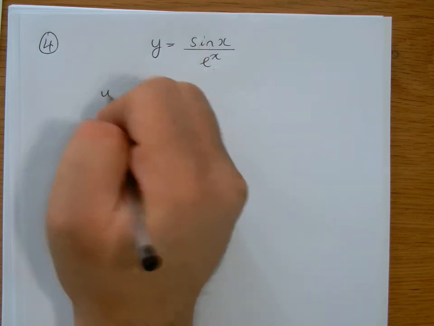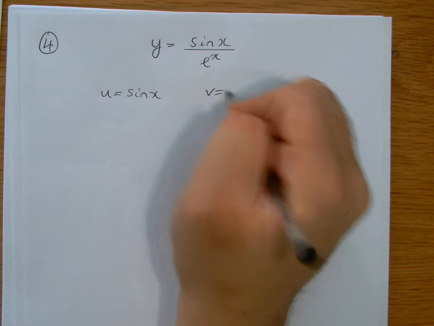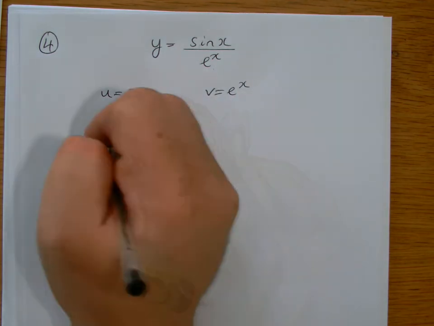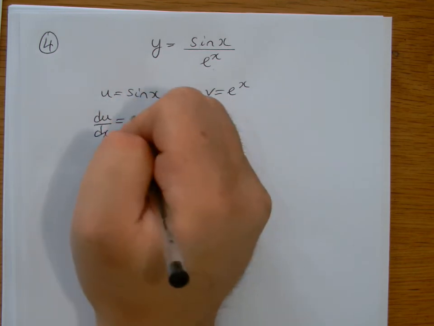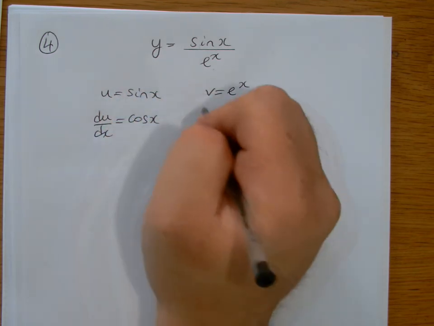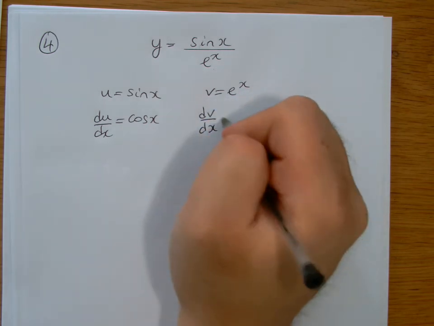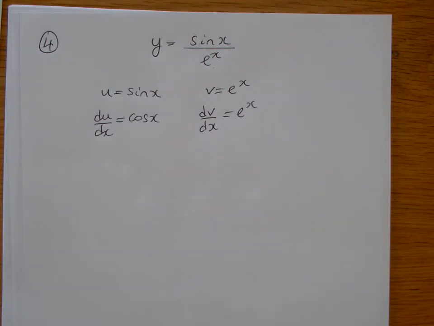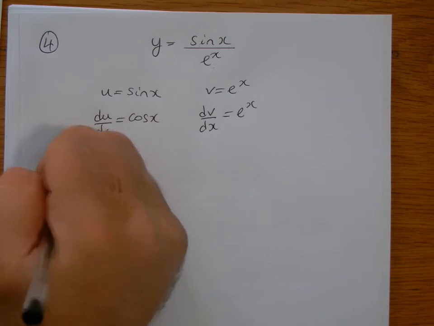So on top is u, so u is sine x. On the bottom then is v, and v is e to the x. So we differentiate then. du by dx, well, the derivative of sine x is cos x, and the derivative of v, dv dx, is e to the x. When you differentiate it, it stays the same, right? So you've got that there. Straight then to the quotient rule.